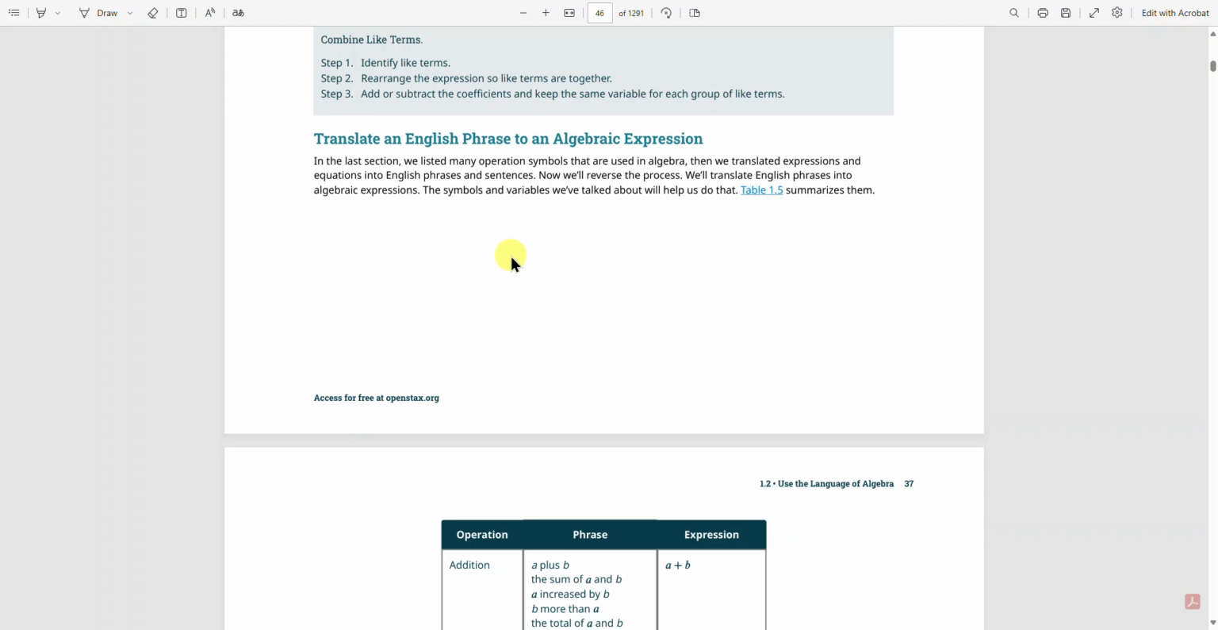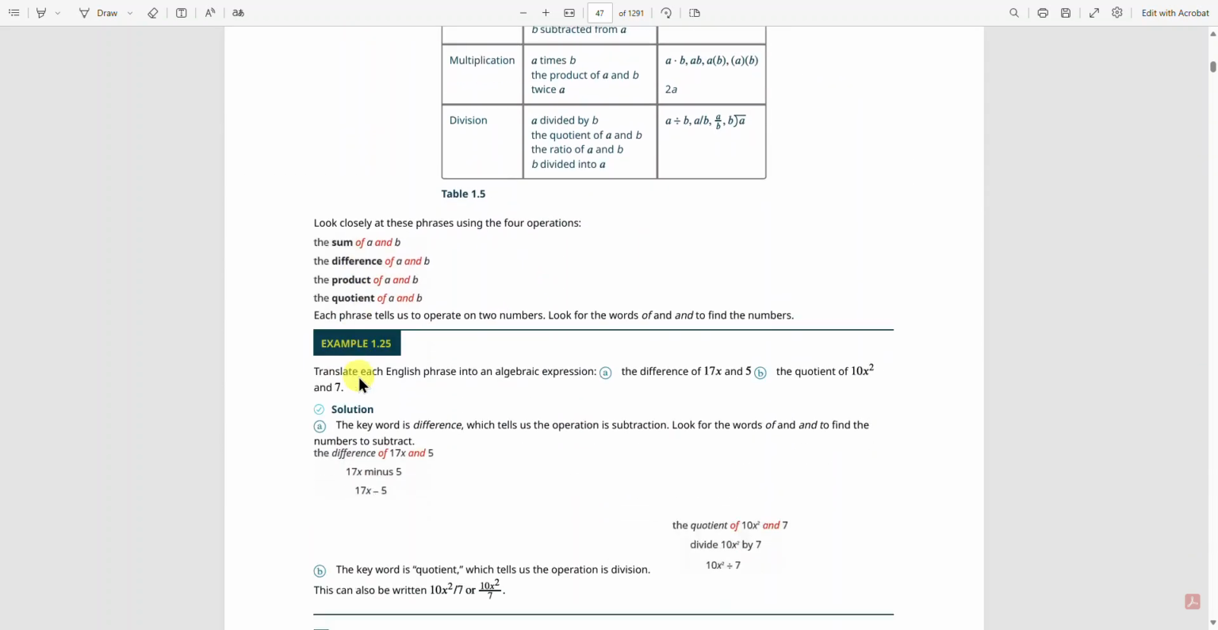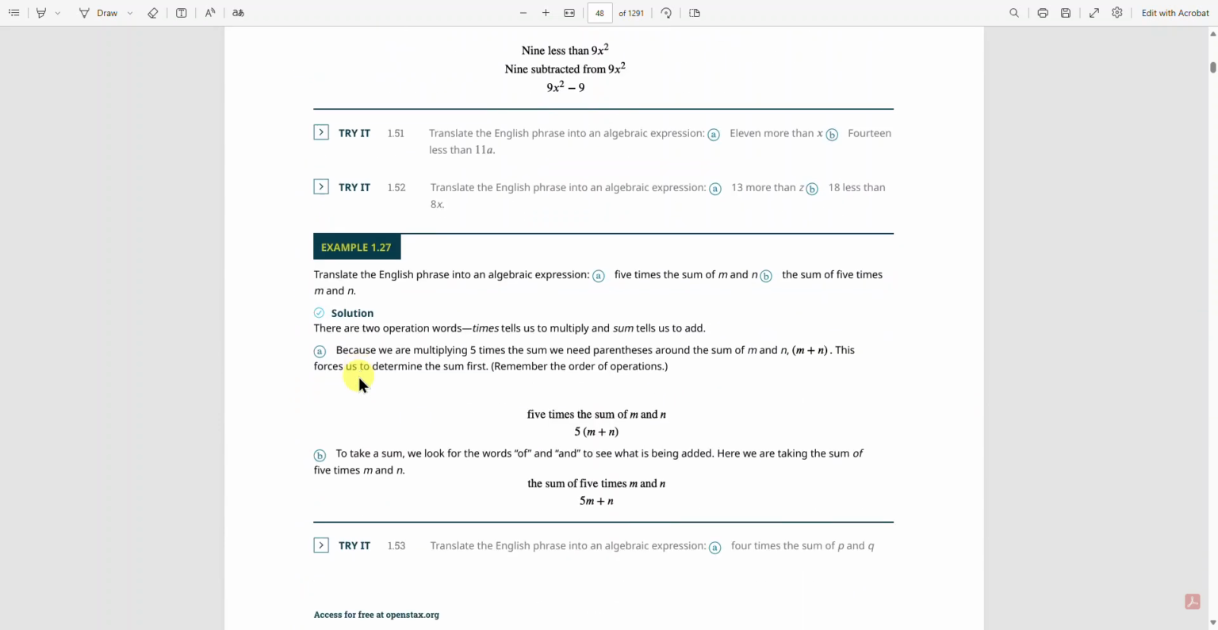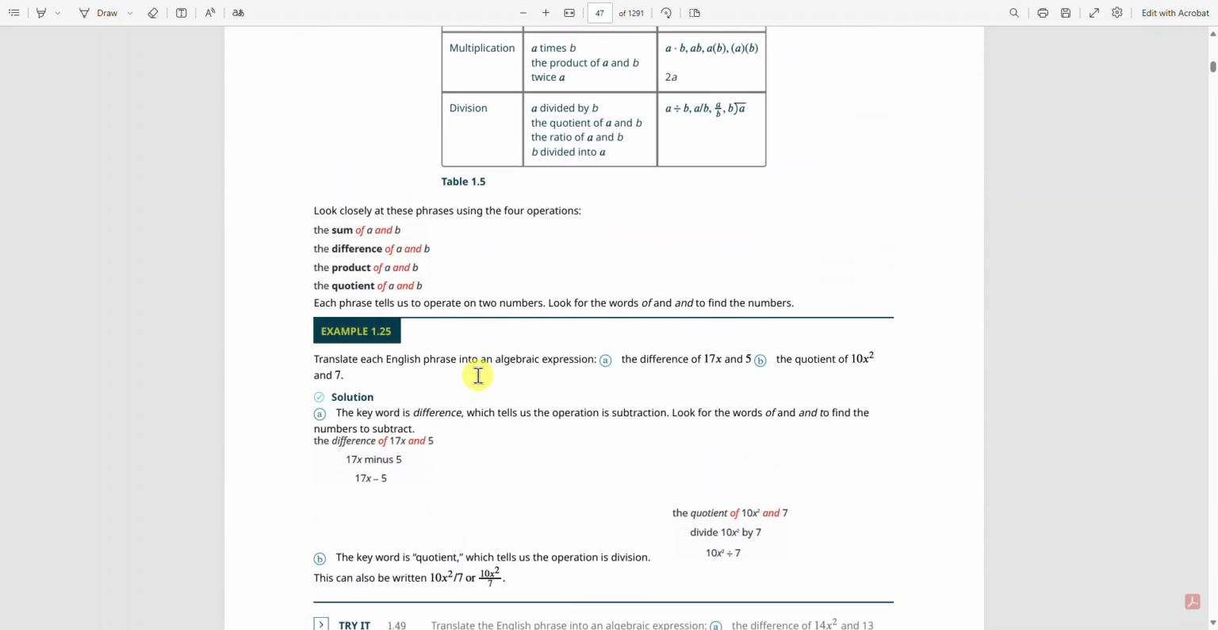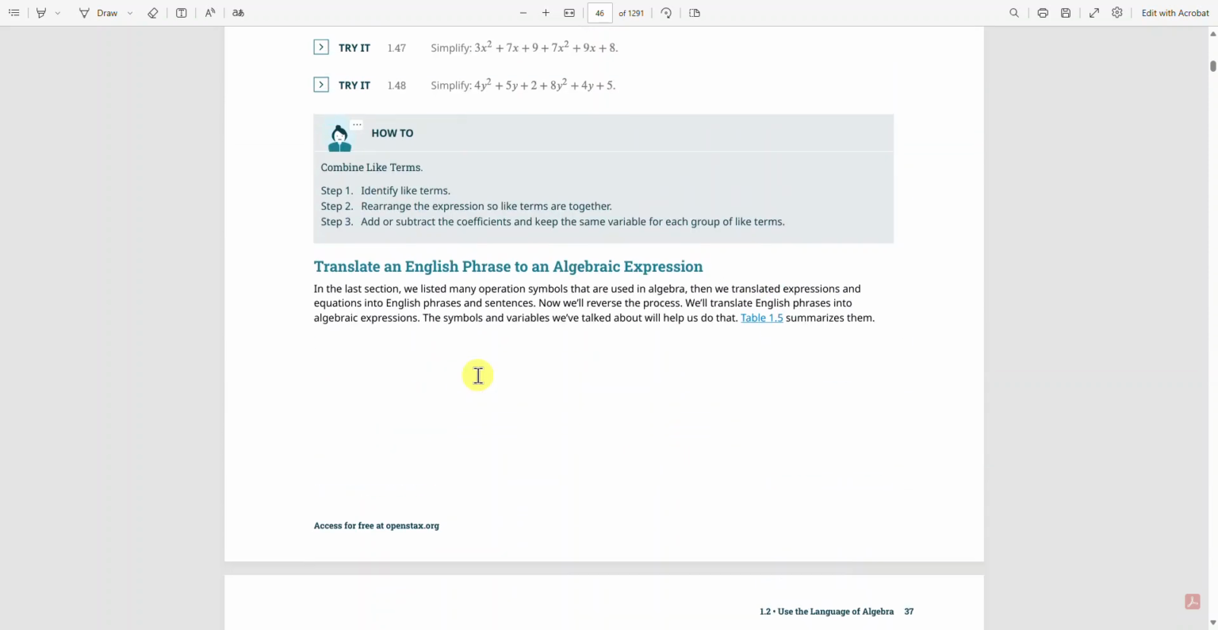Now we're already an hour and 12 minutes into this video, so let's just see how long this last part is. It's a little lengthy, so what I think we're going to do here is stop this video here. We'll stop right here before this section on translating an English phrase into an algebraic expression, so we have time to read through that and make sure we learn it carefully.